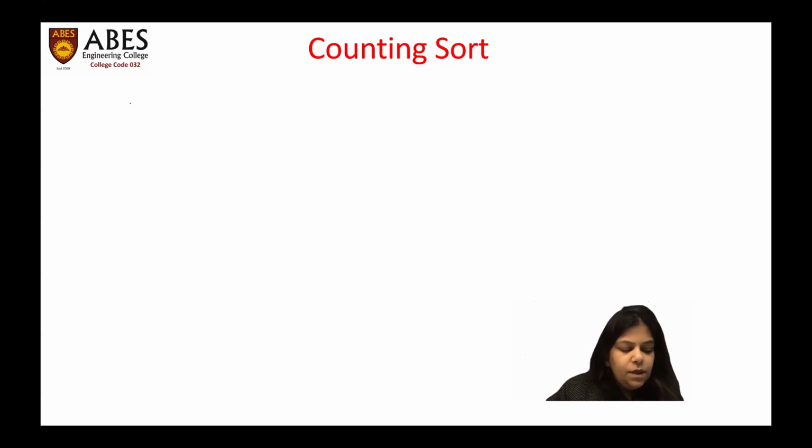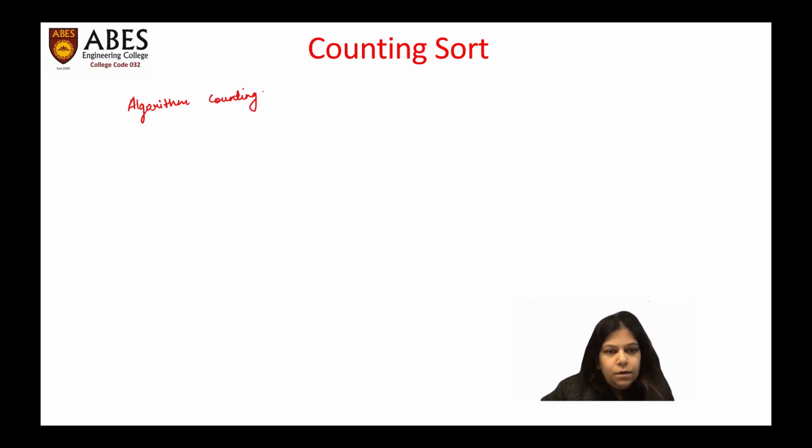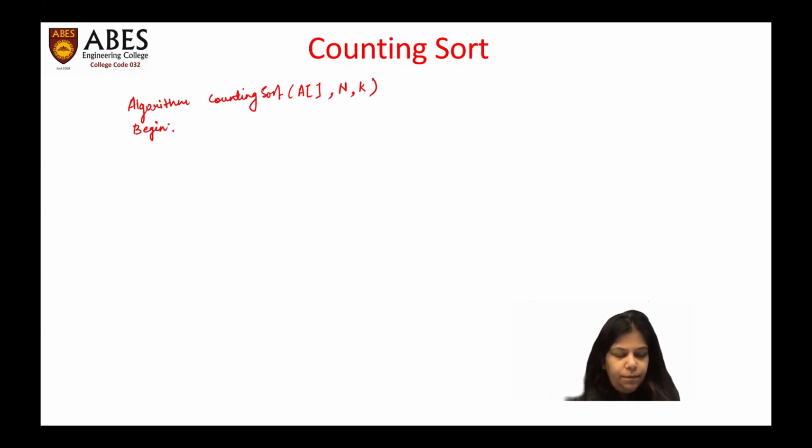Now, let us suppose the algorithm can be named counting sort. It will have 3 parameters: the array, the number of elements, and k. That is the distinct values, the range of the values that we are having. Right? So let us just begin this algorithm.